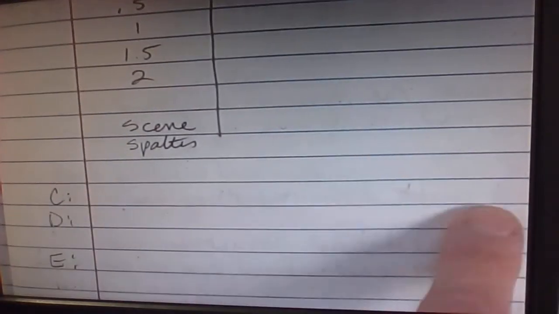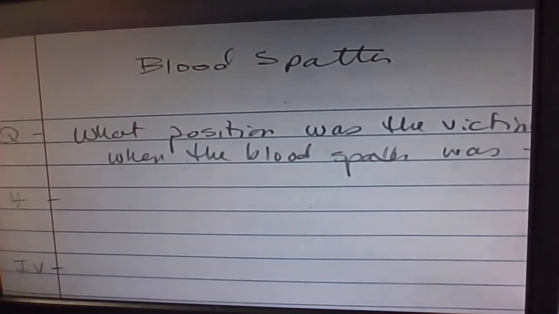Even though the data did not support my hypothesis, even though the data rejected my hypothesis, my claim is answering that question. So you might have to do a little bit more looking into it. The data shows that it's impossible for her to have been sitting down, so she had to have been kneeling down. According to the data, she was kneeling down. So that's my claim: the victim was kneeling when the blood spatter was made.